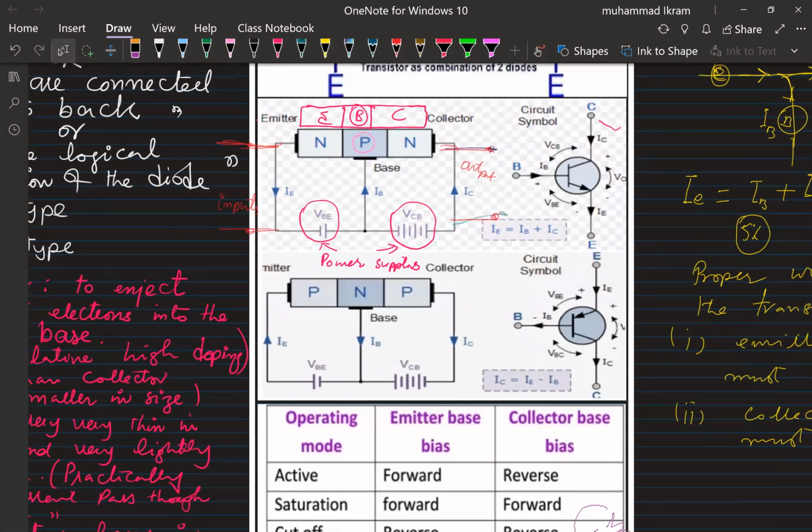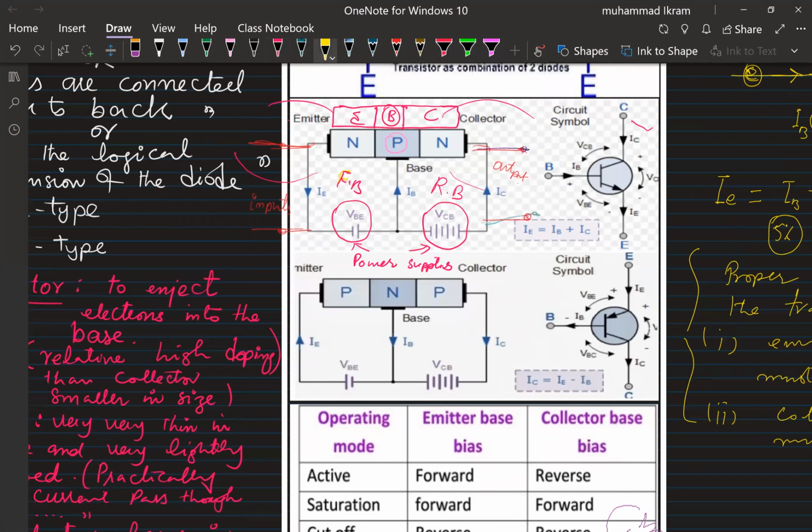So here definitely you would see, look, this is connected with the negative terminal of the battery, so it is in the forward bias condition, right? Similarly, this junction is called the emitter base junction, and this junction is called the collector base junction. In the collector base junction, N is connected with the positive terminal of the battery and the P side with the negative terminal. Definitely it is in the reverse bias condition, and the same goes here. So these are the proper biasing conditions for the transistor.